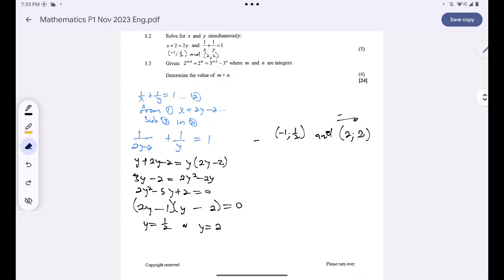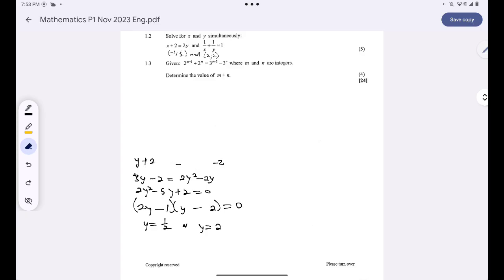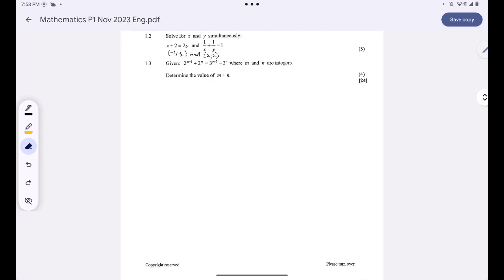Okay, now I'm given an exponential equation. I'm told that n and m are integers. I'm supposed to determine the value of m plus n. I know that 2 to the m plus 1, this is equal to 3 to the power n plus 2 minus 3 to the power n, right?